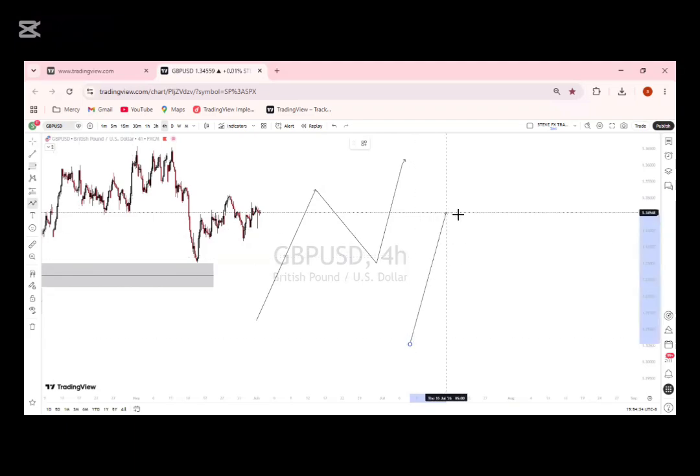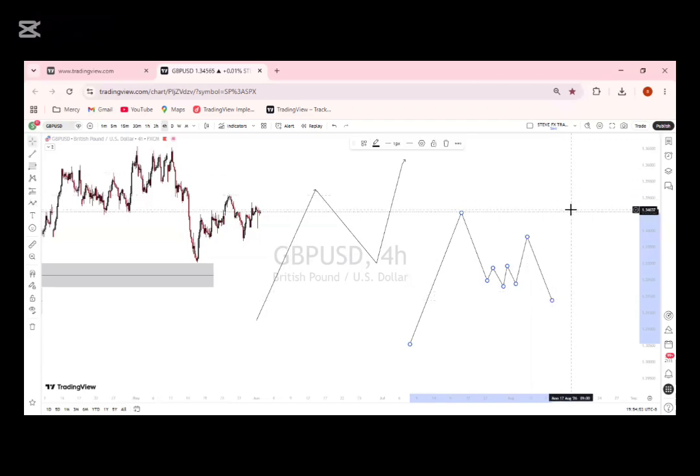So let's say we have a move like this. We have liquidity being created, and then a pullback. What price normally does is pull back to grab liquidity from this particular zone before we see the next expansion on the market. So one reason why the market pulls back or returns to key levels or origin is that price comes down to take liquidity.